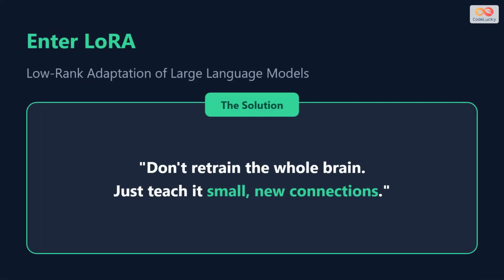This is where LoRA comes in. LoRA stands for low-rank adaptation. It is a brilliant solution that says, we don't need to retrain the entire brain. Instead, we can just learn a few small, new connections that guide the model in the right direction.